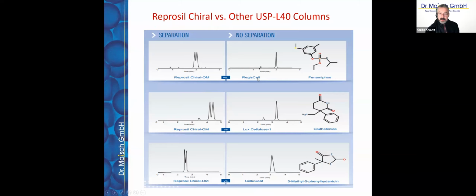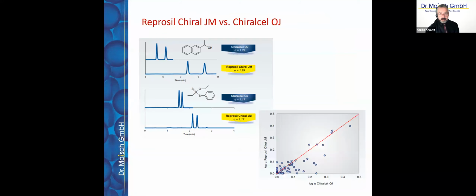So here we have some examples of ReproSil, Lux Cellulose 1, and Cellucoat from AkzoNobel with our corresponding product. So this is even more pronounced with the phase of OJ, which is the clone of Chiralcel OJ. And you see it's not really a clone because if you look at the plot here, selectivity versus selectivity of the DiCell phase, the dots are pretty much all over the place. So they indeed behave in a different way.